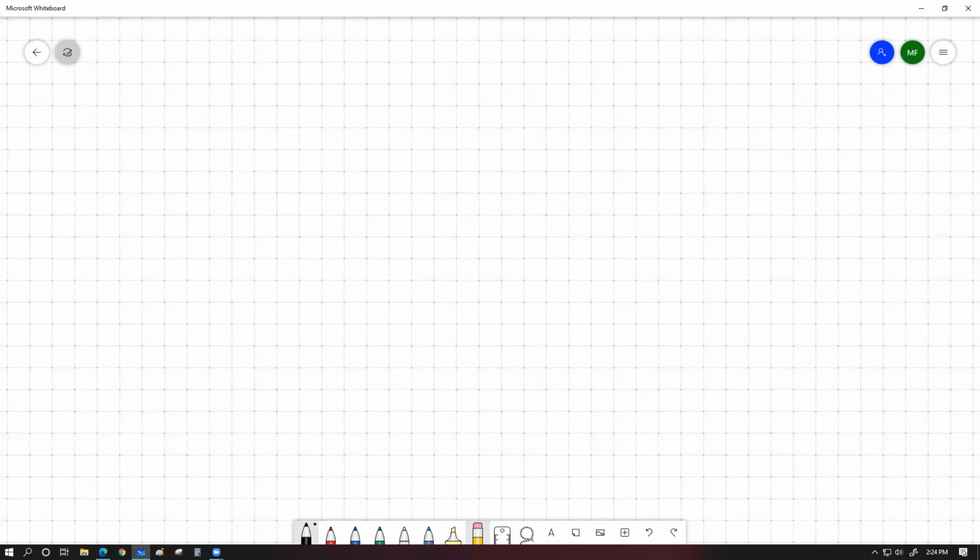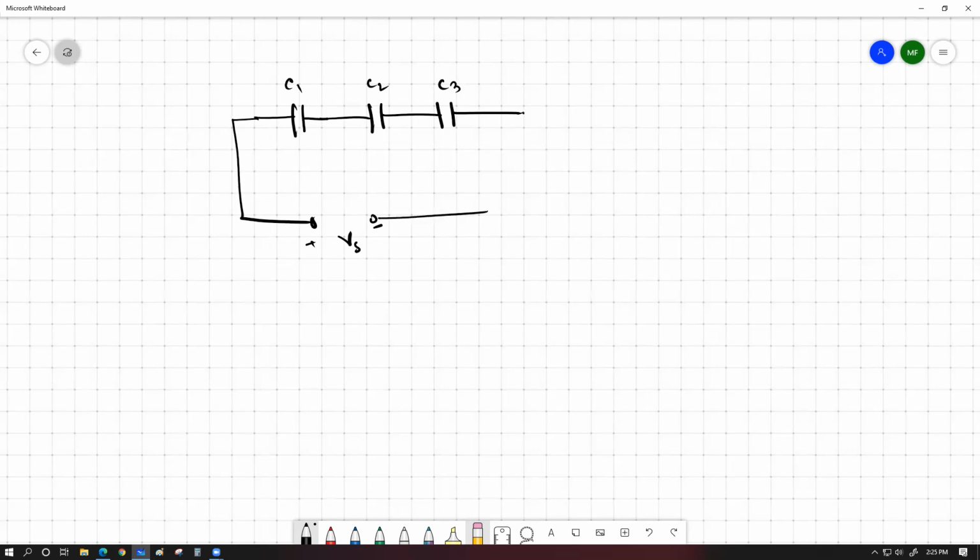So if we try to produce a series capacitor combination, let's say we have three of these capacitors connected, C1, C2 and C3. Let's say we are going to connect this to a voltage supply. This is plus, this is minus, this is supply voltage Vs, and we're going to connect it to this voltage supply through a switch. So let's say I'm going to draw a closed switch over here, and the capacitor circuit is going to charge up.